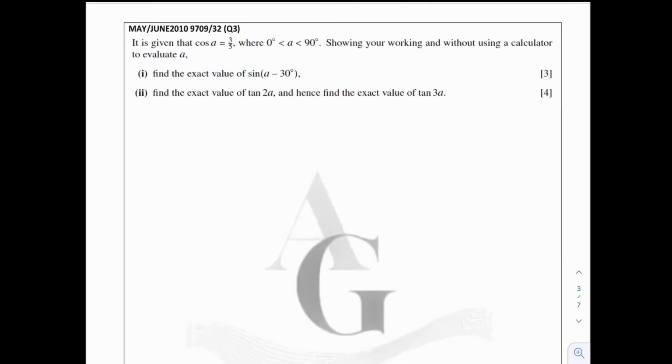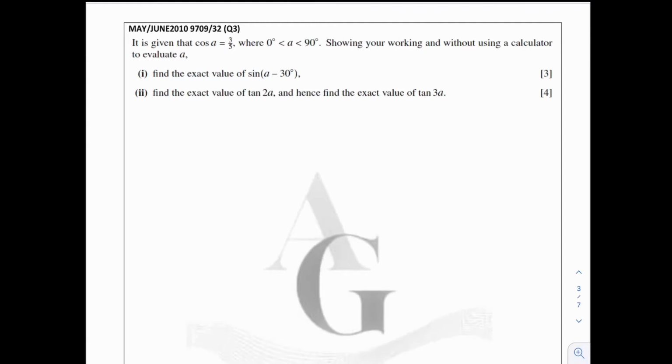The question that we are going to discuss today is about the Trigonometry chapter in paper 3. Have a look at this question. May-June 2010, variance 32, question number 3. It is given that cos A equals 3 over 5, where A is in between 0 to 90 degrees. Showing your working and without using a calculator to evaluate A. Have a look at part 1 here. Find the exact value of sine A minus 30 degrees.